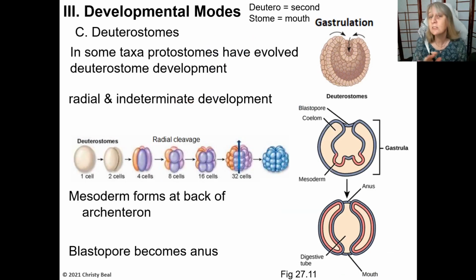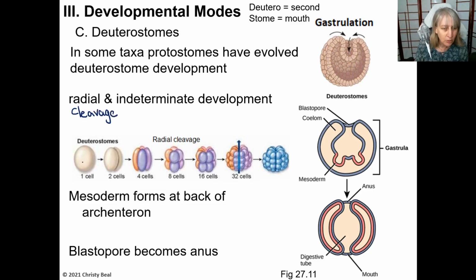Deuterostomes, things like you and starfish, and deuterostome development occurs all over the animal tree. Protostome is ancestral, but deuterostomes are found within a lot of different groups. We're going to just show you two deuterostomes. The group that we belong to, our phylum, and the phylum that starfish belong to, but it is found across the tree of Animalia. In all of the taxa that have evolved deuterostomes, we see a pattern of development that is radial, and this is cleavage.